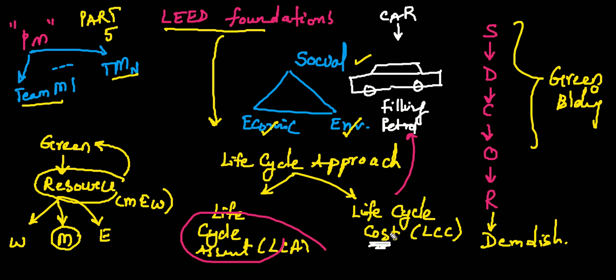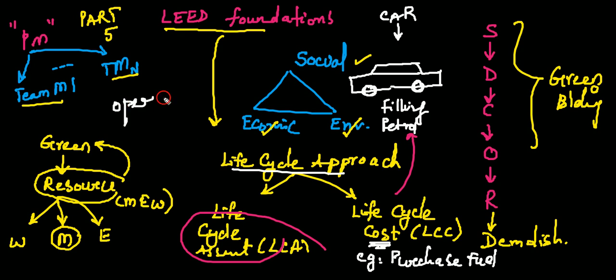So this is an example. Purchasing fuel. When you drive, you will have to maintain the tires, or you'll have to buy new tires. So this is another example of life cycle cost. What I'm trying to tell you is that life cycle costs are those costs during operations. Operational cost, another way to understand it.